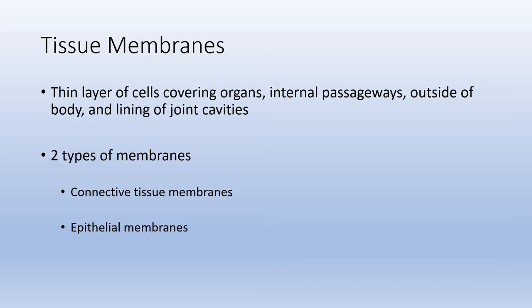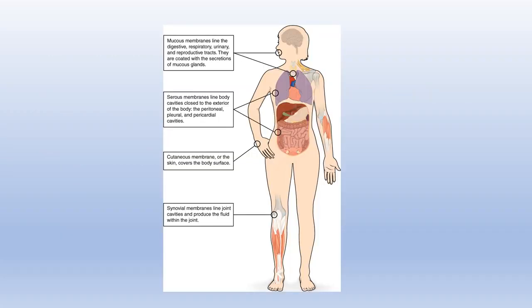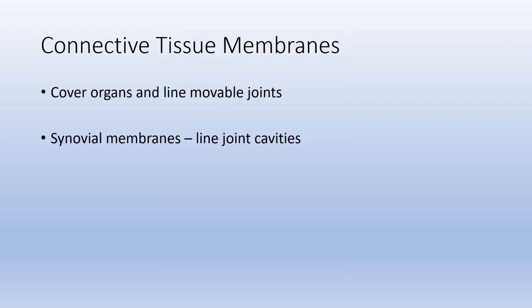Tissue membranes. These are thin layers of cells. They cover the organs, they cover the internal passageways, they cover the outside of the body, they cover the lining of your movable joint cavities. There's 2 main types of membranes. All of them will be classified as one of these 2 types, either connective tissue membranes or epithelial membranes. And in this picture, it's showing you the different subtypes of them, once again giving some examples of where they may be found, such as mucous membranes, serous membranes, cutaneous membrane, and synovial membrane.